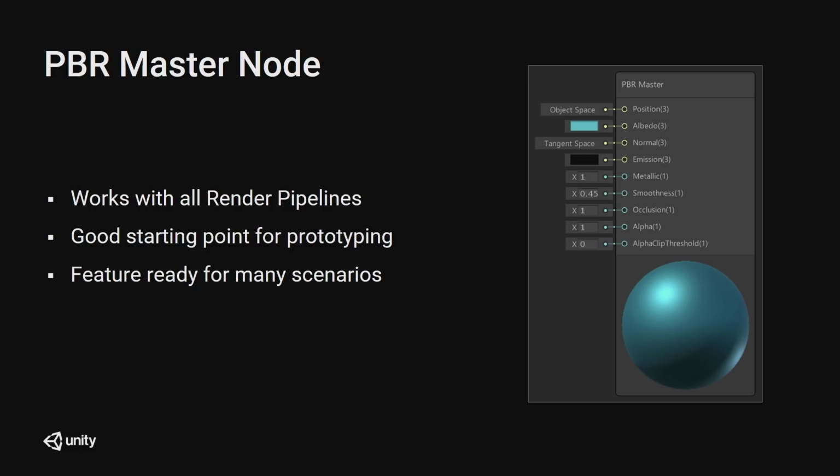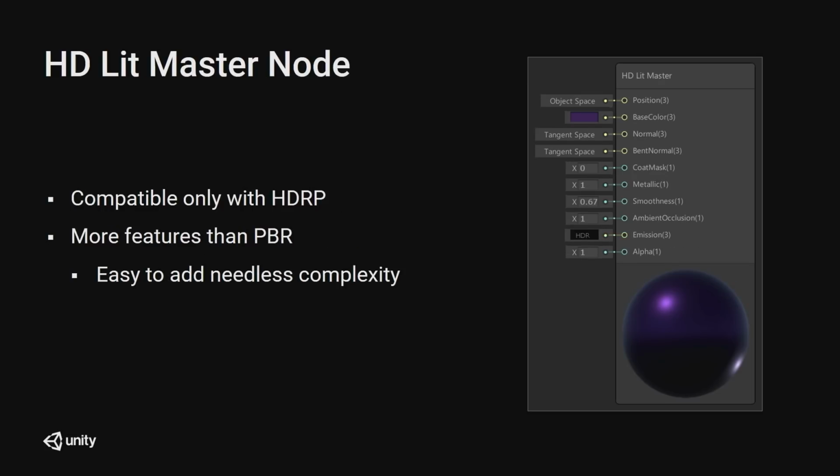If you lock down your render pipeline to the high definition one, then you can also consider the HD lit master node. This master node will only work on the high definition render pipeline. So while it does have a much larger feature set, it's not exactly a good choice for prototyping, since you may end up using features that aren't present in other render pipelines. Furthermore, the larger feature set can become a double-edged sword, as it may add needless complexity to your output shader code, potentially resulting in slower performance.